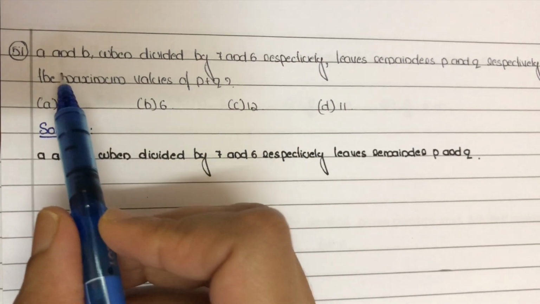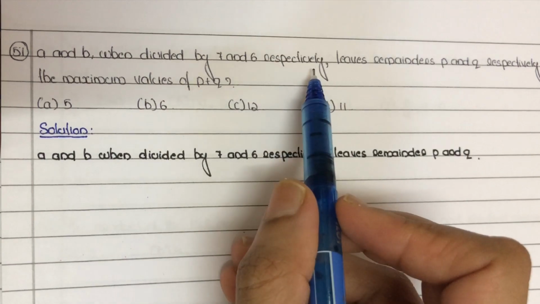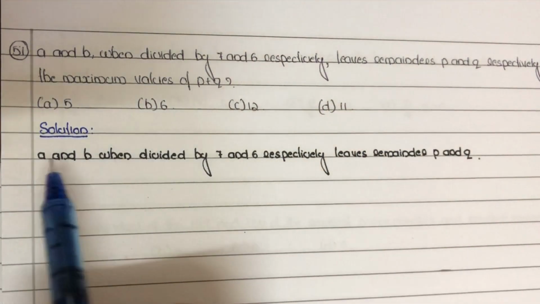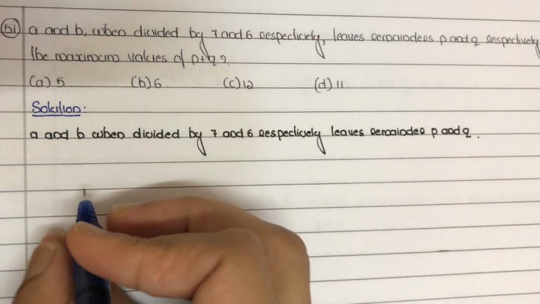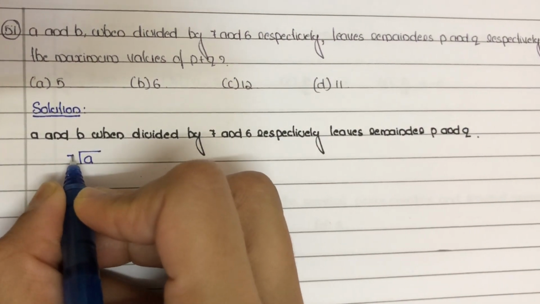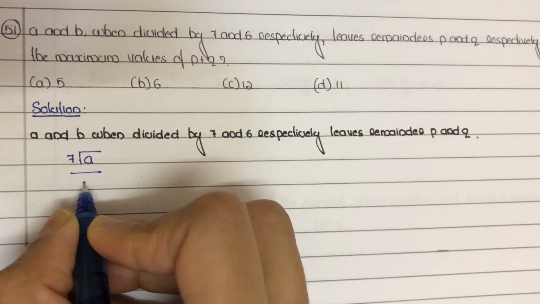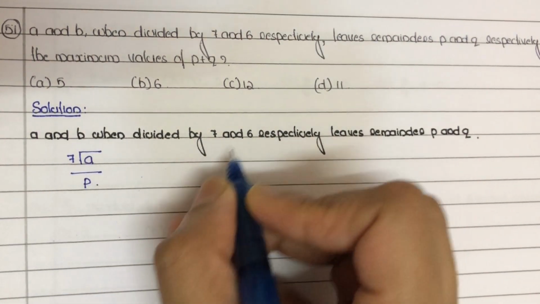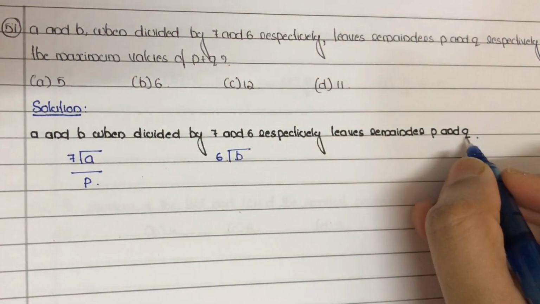Consider the first sentence. A and B, when divided by 7 and 6 respectively, leave remainders P and Q. That is, A when divided by 7 leaves remainder P. Similarly, B divided by 6 leaves remainder Q.